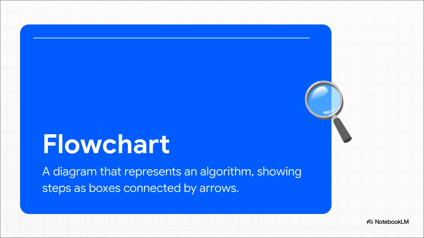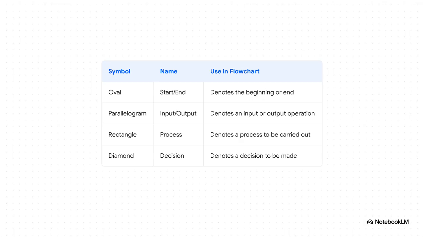It takes all those steps you wrote out and turns them into a map, using different shapes for different actions, and then connecting them all with arrows to show you which way to go. And to build these maps, you've got a pretty simple toolbox of shapes. The oval, that's your start or your end. The parallelogram is for any time you're getting data in or sending it out, so input or output. The rectangle is for a process, like doing a calculation. And then there's the most powerful one of all, the diamond. That's for making a decision.